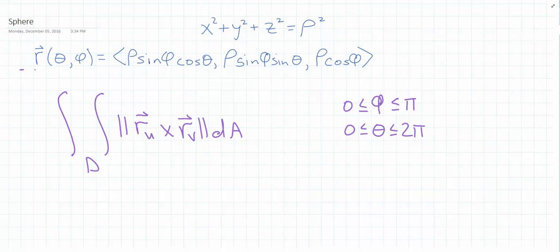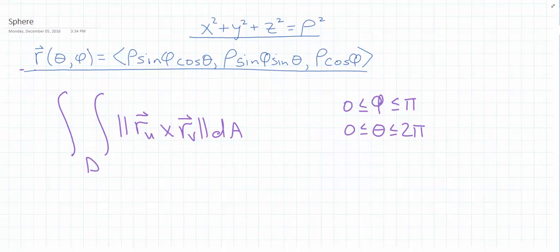Now I want to use what we know about finding surface area to confirm that the surface area of a sphere of radius rho is 4 pi r squared. To start off, I've got just the formula of a sphere of radius rho here: x squared plus y squared plus z squared equals rho squared. And then I used what I knew about spherical coordinates to write a parameterization of that sphere.